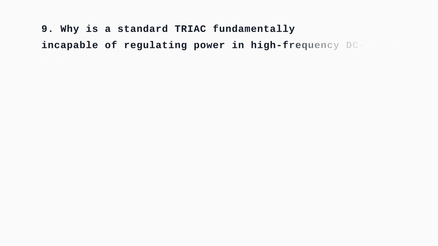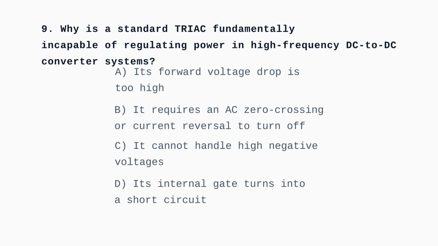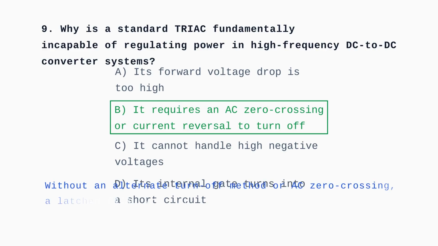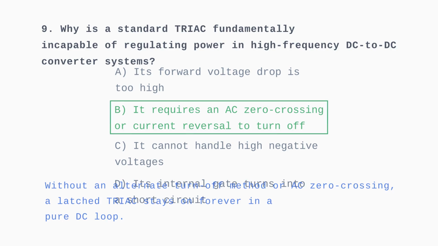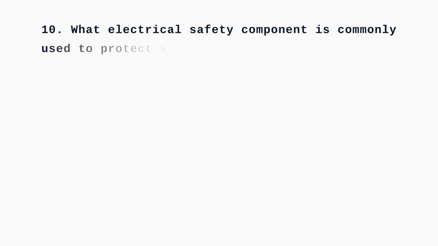Question 9. Why is a standard Triac fundamentally incapable of regulating power in high-frequency DC-to-DC converter systems? Thyristors latch on once triggered. Without an alternate commutation network or a natural AC line zero crossing to reverse the bias, a Triac in a DC loop will lock on indefinitely.